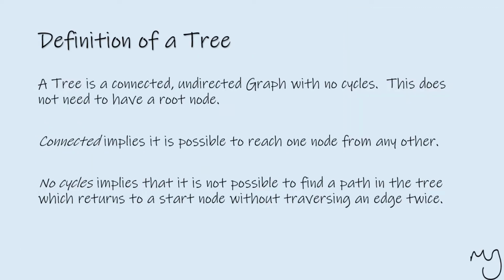So just to begin with some background, abstract data structures, if you've looked at those videos already, you'll have some awareness of what these are. But a tree is a connected, undirected graph, essentially, which features no cycles. That is, it doesn't have more than one connection going to any node. This does not need to have a root node either. Connected implies it is possible to reach one node from any other. No cycles implies that it is not possible to find a path in the tree which returns to the start node without traversing an edge twice.